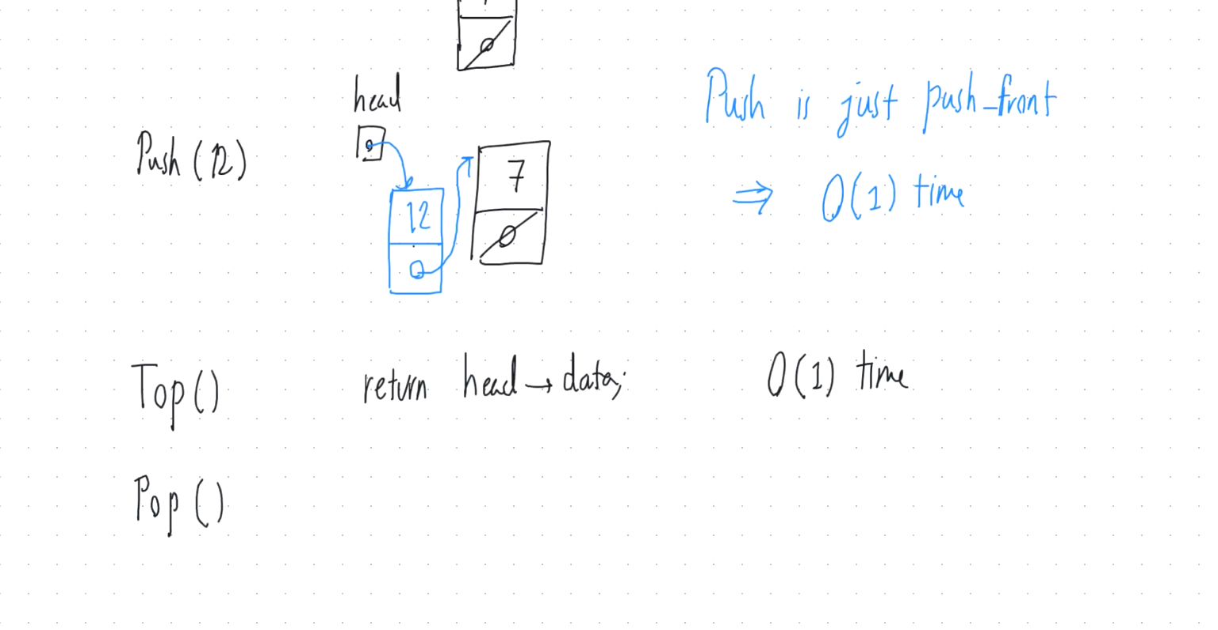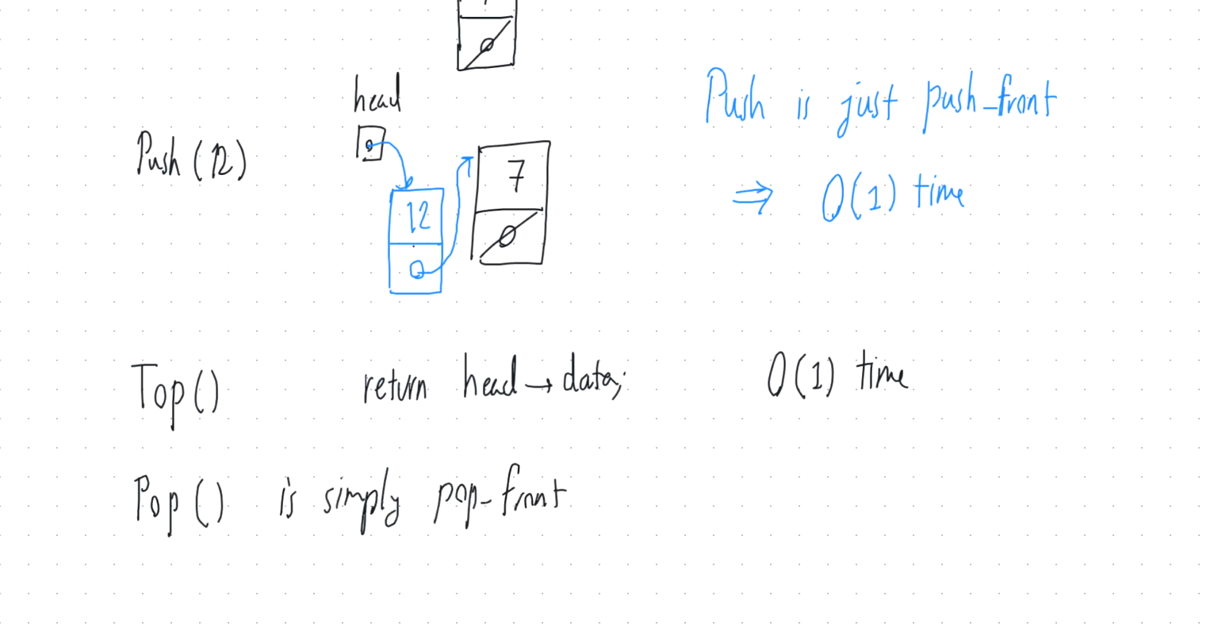Again, remember that because of the last in first out behavior, pop is supposed to remove the key that is added most recently to the stack, pushed most recently. Which is again 12, this node that contains 12. And again, that is what we called pop front when we were talking about singly linked list a couple of videos before this video. So pop is simply pop front.